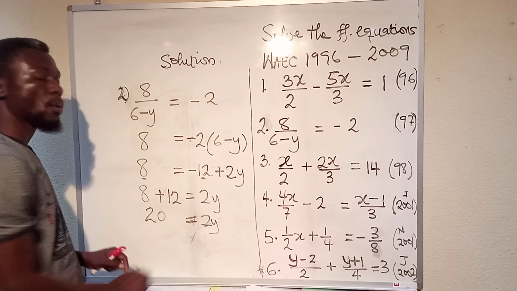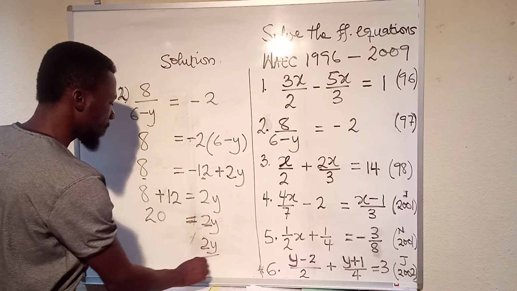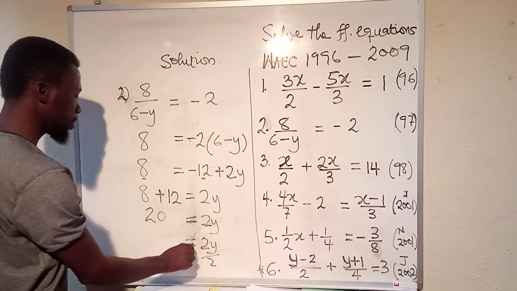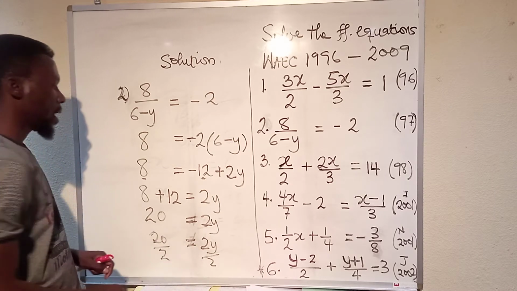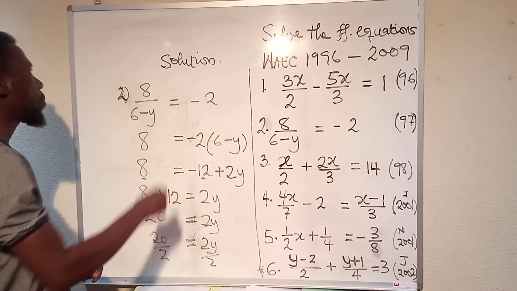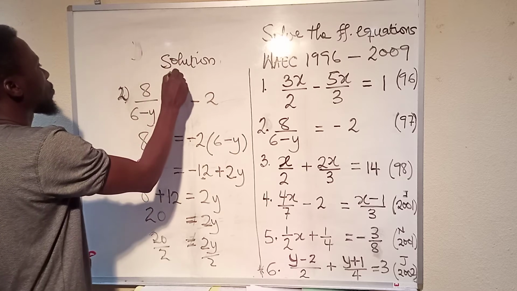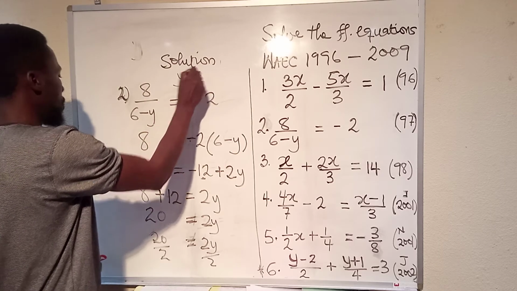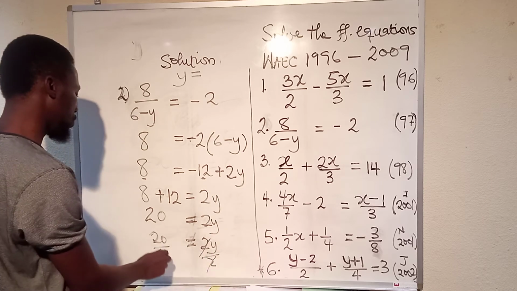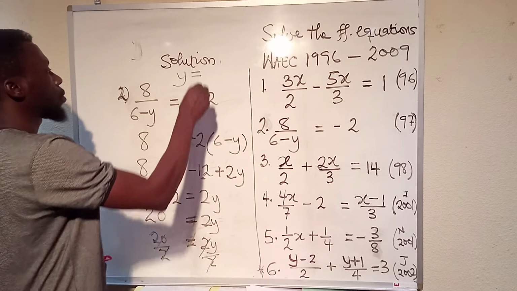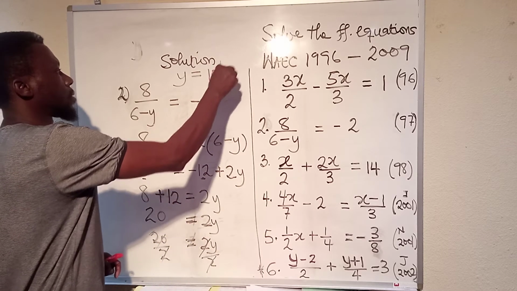And remember, we are looking for y and not 2y. So what are we going to do? We're going to divide both sides of the equation by 2. This is equal to 20 also divided by 2. And what will be our y? So we can write the answer here as y equal to 20 out of 2. So 2 cancels 2, y is equal to 20 divided by 2, which is equal to 10. So y is equal to 10.